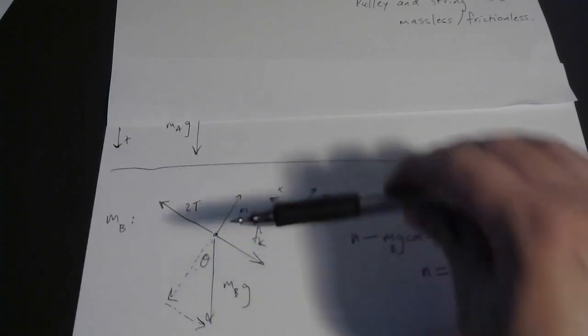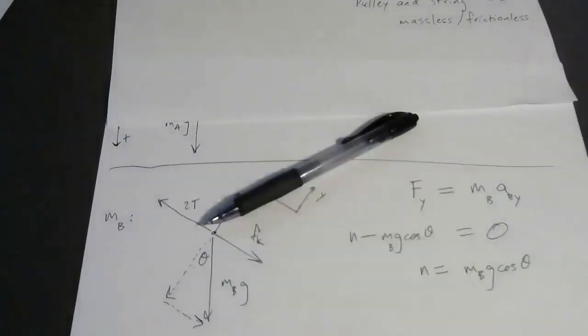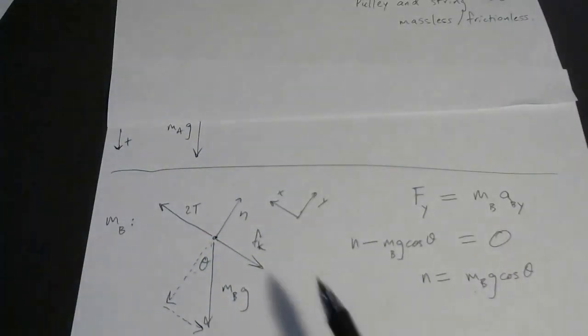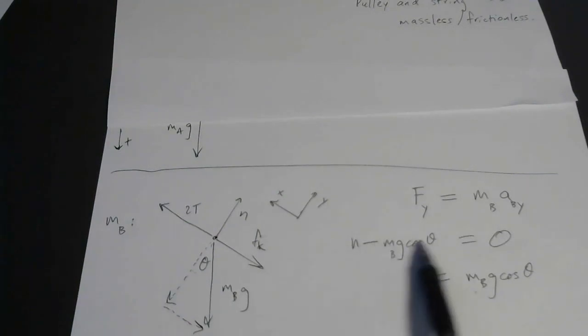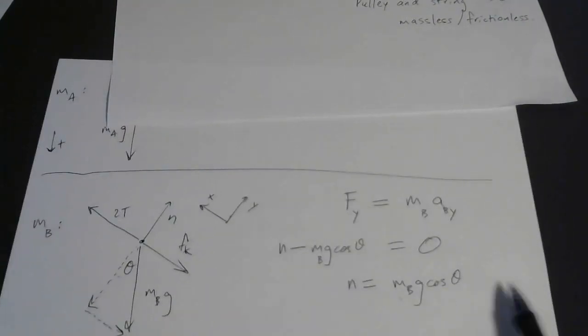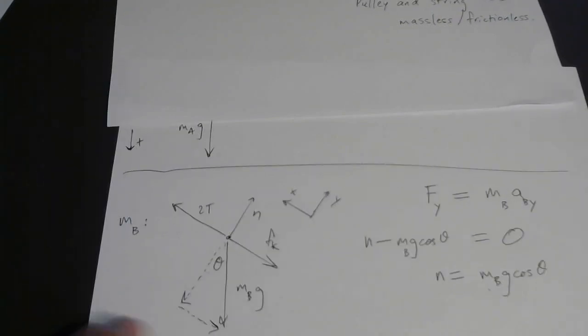What if there was a third string lifting up on mass B, or a bird sitting on it, or somebody pushing down on it? If another force appeared on the left side of F equals ma, then when you solve for n, you would have something else over here. So you don't want to just assume that the normal force for an object on an incline is mg cos theta. It could be a little more complicated than that.